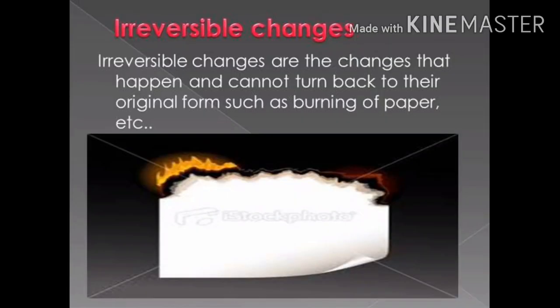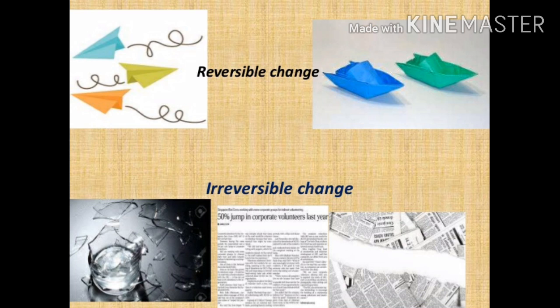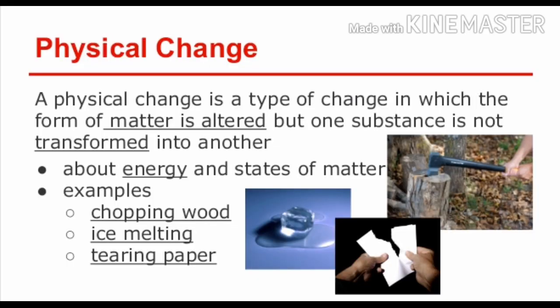Irreversible changes. Irreversible changes are the changes that happen and cannot turn back to their original form, such as burning of paper, cooking of food, ripening of fruits and crops, bursting of balloon, tearing of paper are some examples of irreversible changes. A physical change is a type of change in which the form of matter is altered.